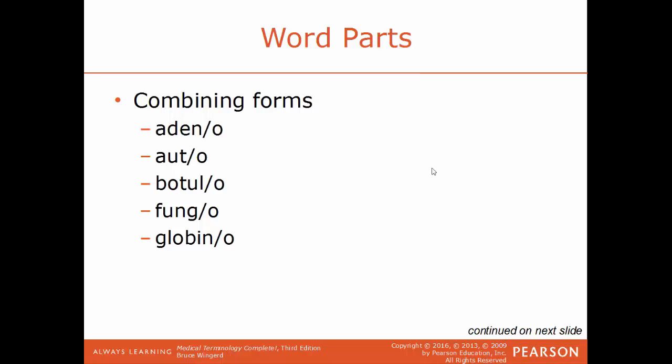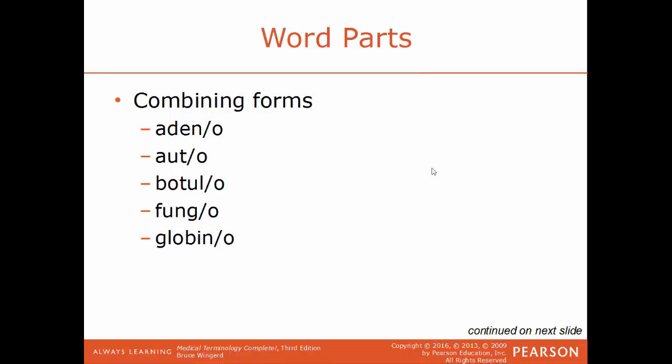Some combining forms. Adeno is a reference to a gland. Auto means own or self. Think of the term automatically. Botulo is a reference to the bacterium botulinum. The most common example of this combining form would be botulism, which is an example of food poisoning.